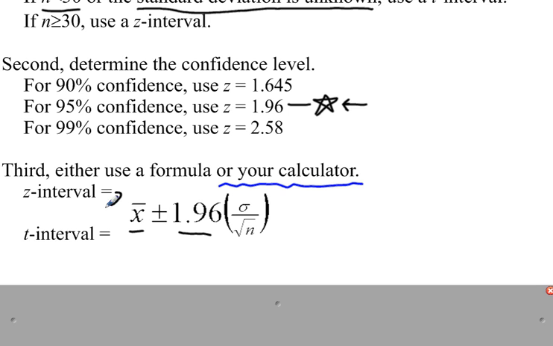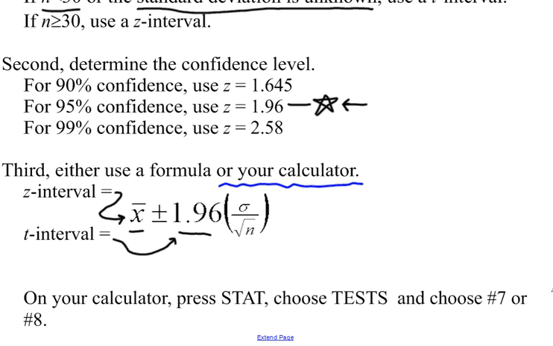Now, that's our formula for a z-interval. For a t-interval, it's going to be the same formula, but we're going to actually have a different value in this spot right here. So instead of using a z-score, we're going to use a t-score. But I'll be honest with you. I'm not going to use this formula for most of the calculations I do over the next couple weeks. Instead, I'm going to use my calculator.